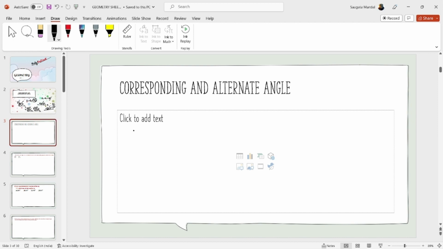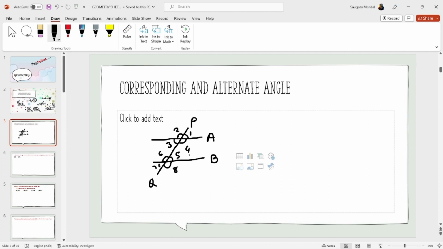Suppose two parallel lines are drawn, A and B, and a transversal line cuts these two parallel lines at P and Q. You can see here 8 angles are formed, that are theta 1, theta 2, theta 3, theta 4, theta 5, theta 6, theta 7 and theta 8.